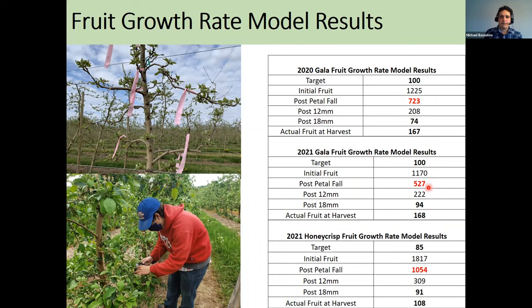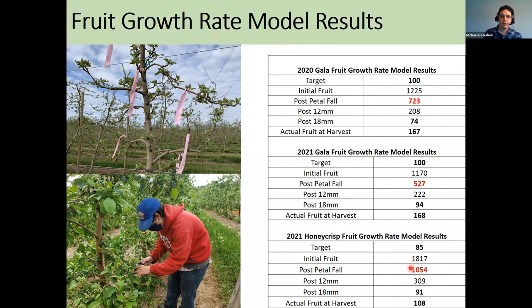Post-petal fall, we were down to 527. And then it was predicting 94 at the end of our thinning, and we actually had 168 fruit per tree. And then looking at our 2021 Honeycrisp, we were targeting 85. Our initial fruit was at 1817.